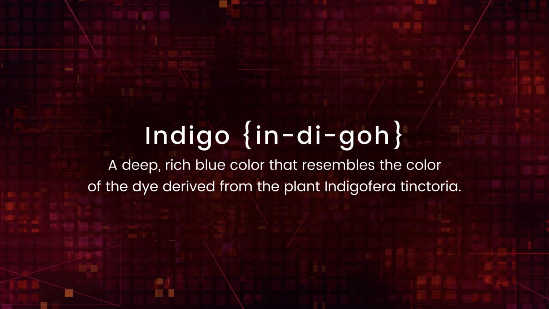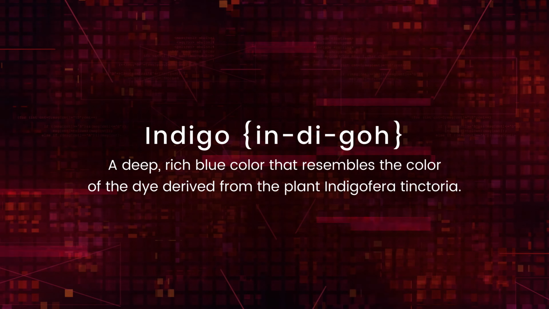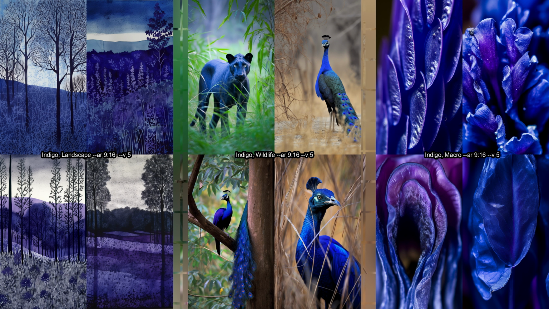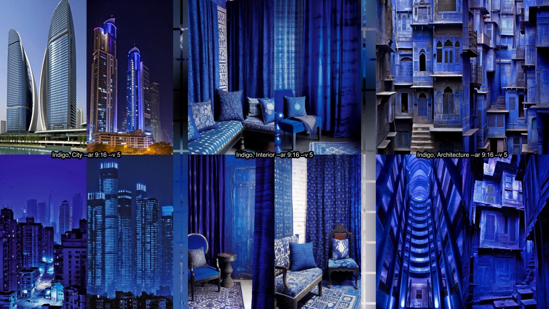This deep and rich shade of blue can add a sense of depth and seriousness. Indigo. I guess this color really has its roots in textile coloring. And I love how the textile print is meshed together with the landscape theme. I don't particularly love the wildlife images. Architecture images also range from very modern to the style of the place where indigo plants grow.